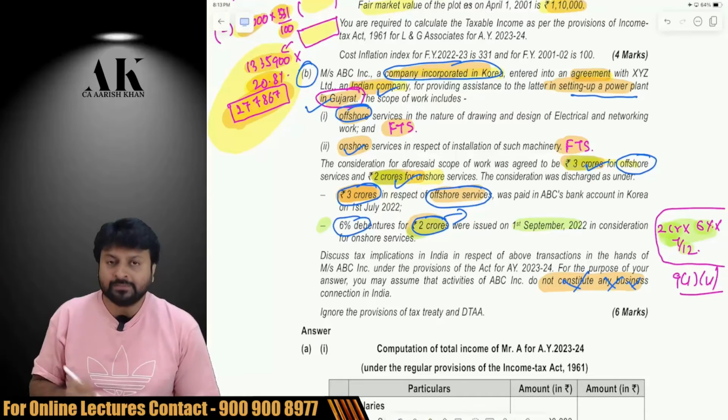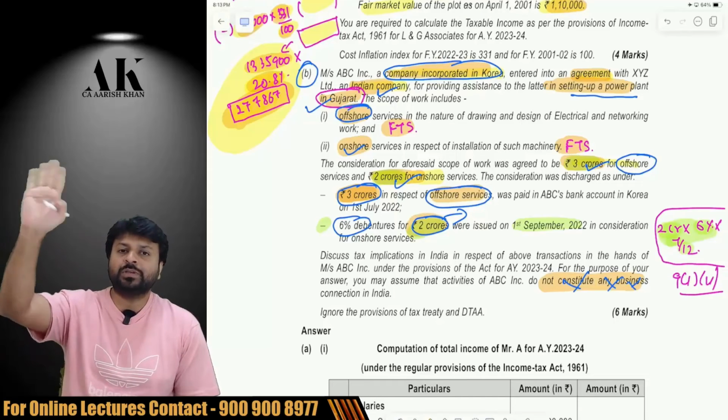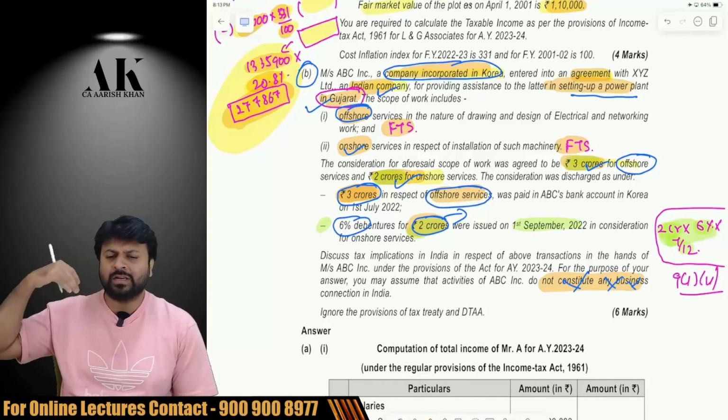How is this 2 crore discharged? This 2 crore is not discharged in monetary terms. In fact, we are giving them debentures worth rupees 2 crore. Therefore, that will also be taxable. We have done similar adjustments earlier also.